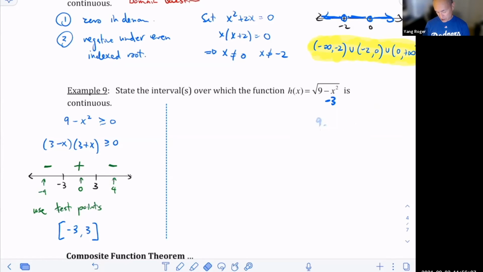So for domain questions, you want to decide, are we including the endpoint or are we not including the endpoint? Because the square root of 9 minus 0 is equal to the square root of 9, that's equal to 3. So 0 is okay. Any point in between -3 to 3 is okay. But you have to throw away all the points where you have a negative under the square root.